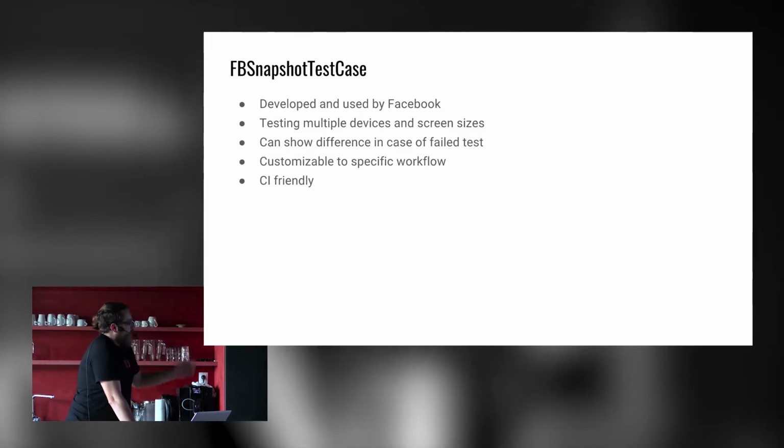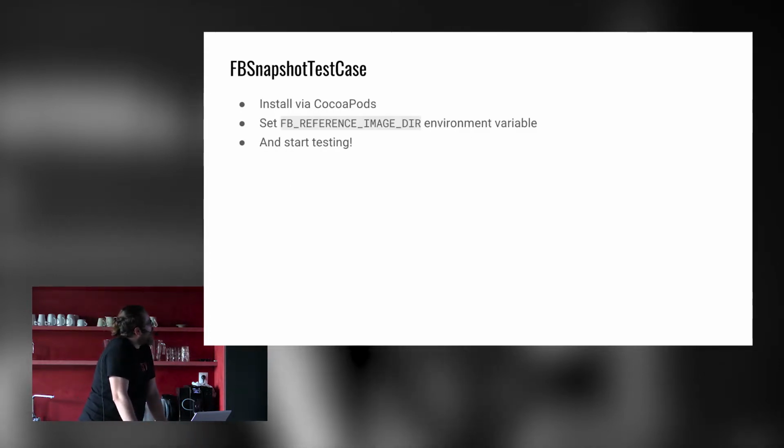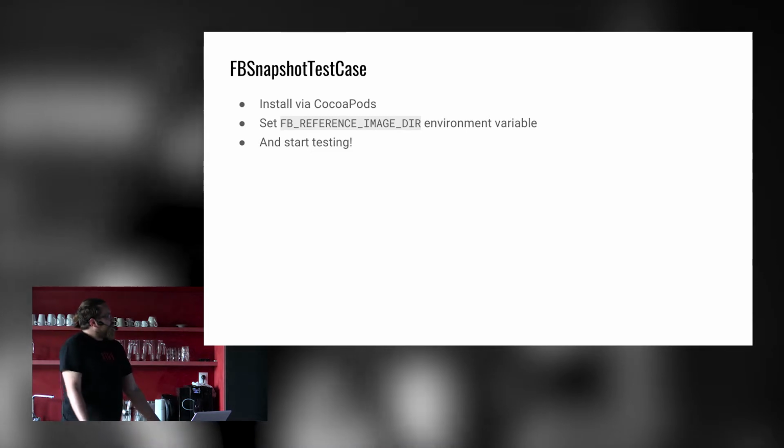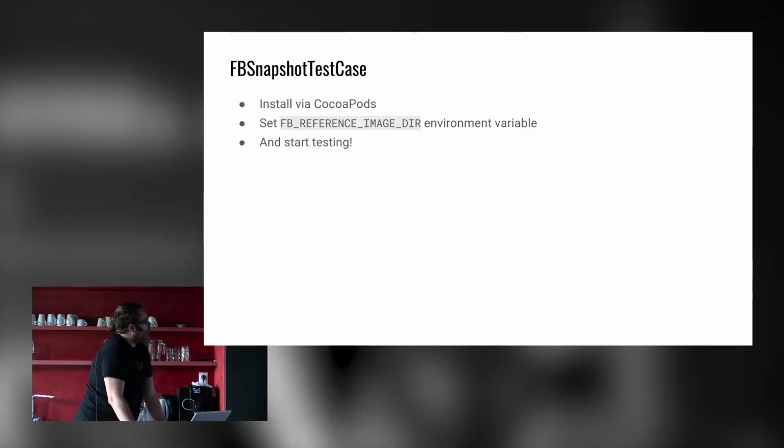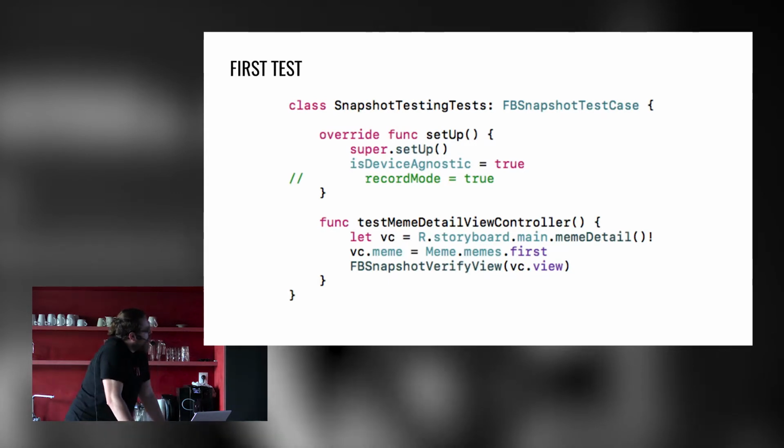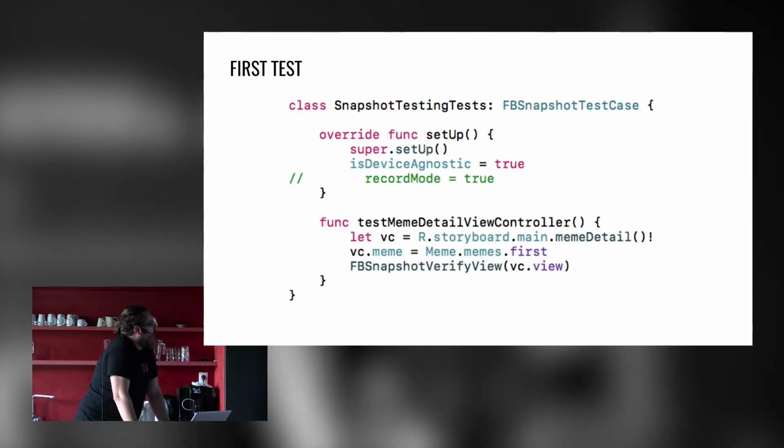So it's CI friendly, as already mentioned. It's very easy to use. Simply install it via CocoaPods, and you need to set the FB_REFERENCE_IMAGE_DIR variable in your environment variables and start writing tests. So I have an example of a test here.